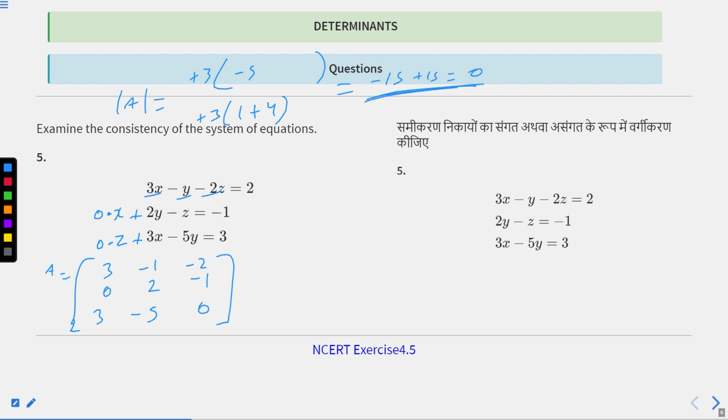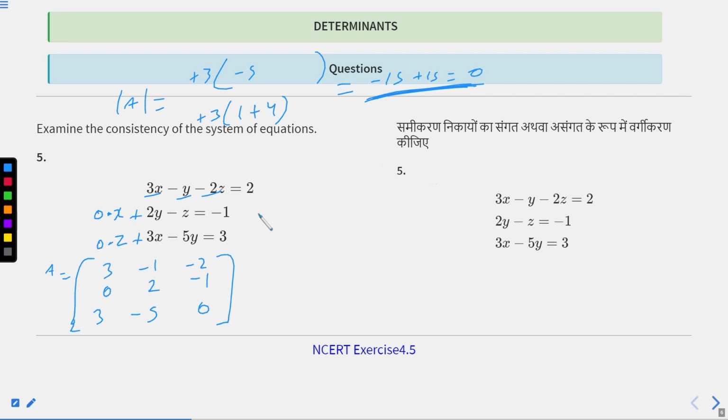Now it totally depends on the adjoint. We have to find the adjoint of A multiplied with B. B is nothing but 2, minus 1, 3. And I have to evaluate the adjoint of A. Let me evaluate it.